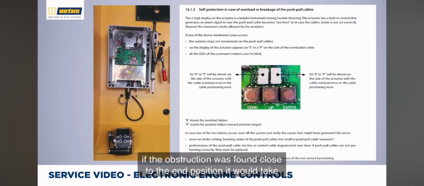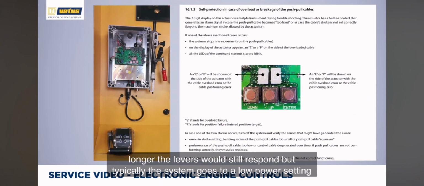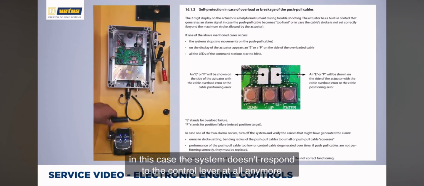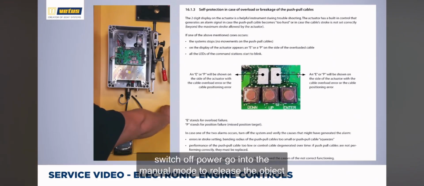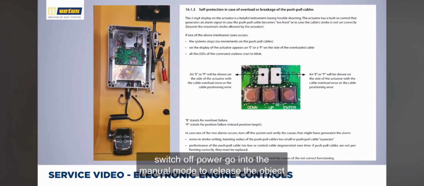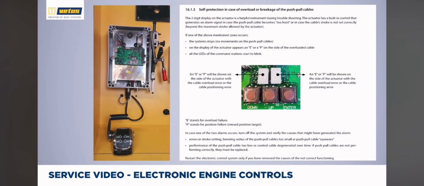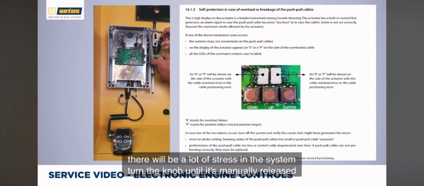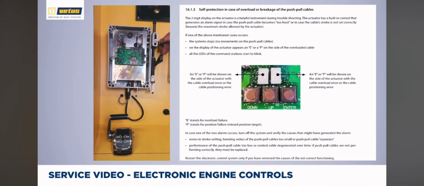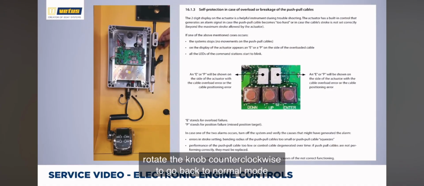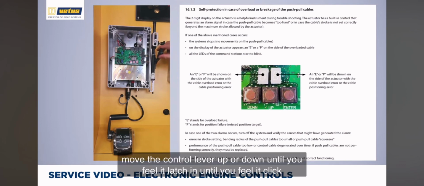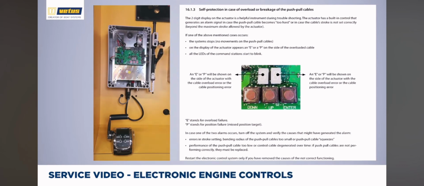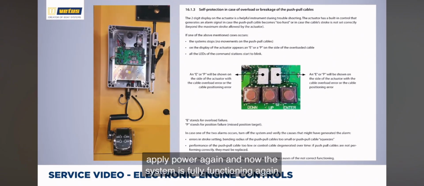If the obstruction was found close to the end position, it would take longer. The levers would still respond, but typically the system goes to a low power setting. In this case, the system doesn't respond to the control lever at all anymore. Switch off power. Go into the manual mode to release the object. There will be a lot of stress in the system. Turn the knob until it's manually released, rotate the knob counterclockwise to go back to normal mode, move the control lever up or down until you feel it latch in, until you feel it click. Apply power again, and now the system is fully functioning again.